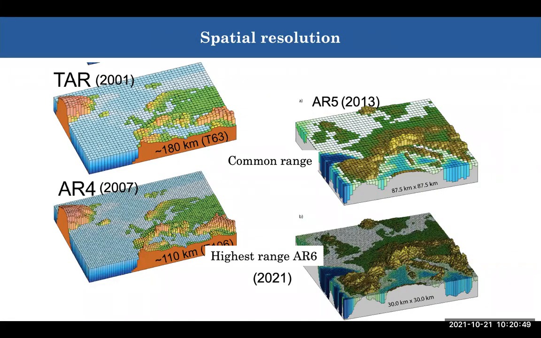The spatial resolution is evolving through time, depending on computing power available. At the beginning of the century, it was more in the 200 kilometer, then 100, and now most of the models are in the 100 kilometer, but the highest range reach around 30 kilometer. And you see that the spatial resolution is quite key to resolve the topography, here the Alps, and the land-sea contrast as well.